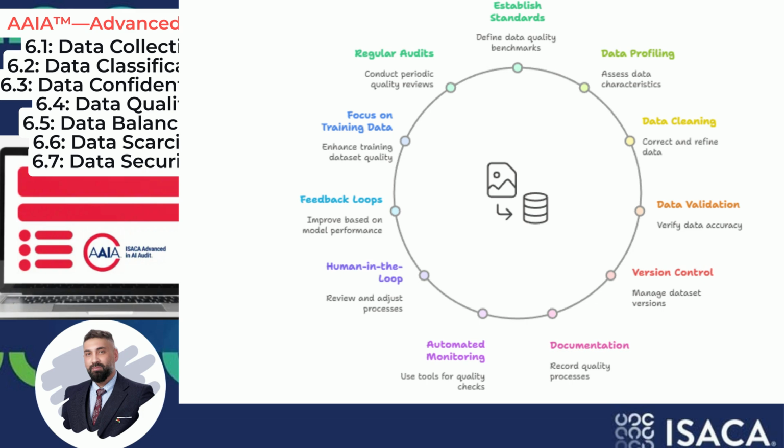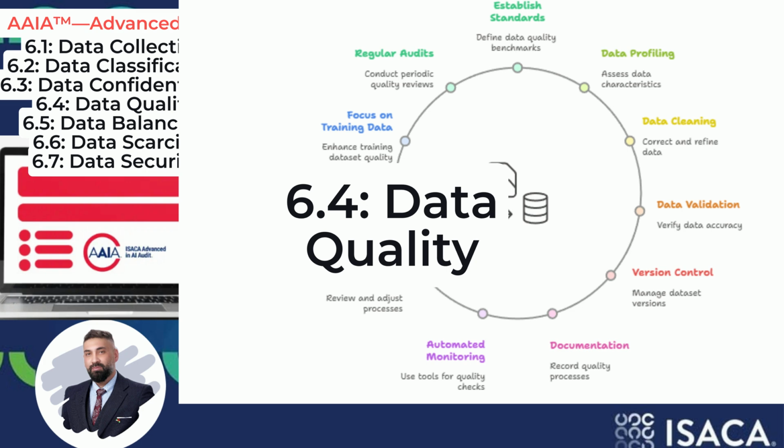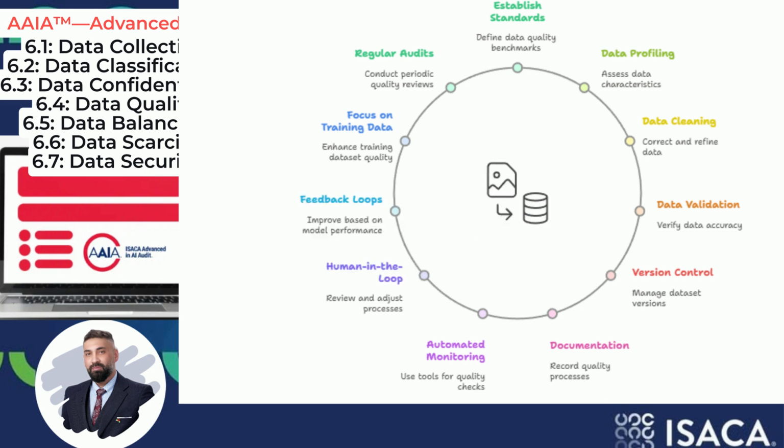The importance of data quality for AI cannot be overstated. It directly and profoundly impacts model performance. High-quality data leads to more accurate, reliable, and robust AI models. Poor quality data inevitably leads to poor performance. It is crucial for bias mitigation. Biases often stem from poor quality or unrepresentative data. Ensuring data quality is a key step in building fairer AI systems.